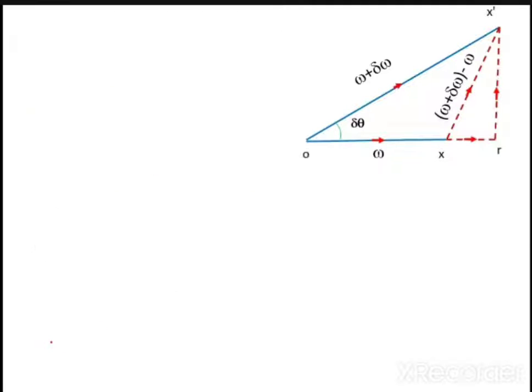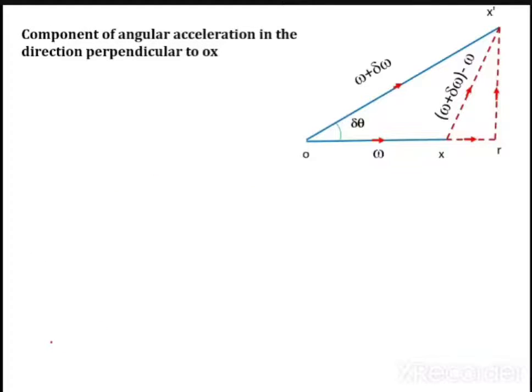Okay, next. The component of angular acceleration in a direction perpendicular to OX means what? Which component? Centripetal component or radial component. Now what is the radial component? RX dash upon del t. Now what is RX dash? RX dash is nothing but OX dash sine del theta.